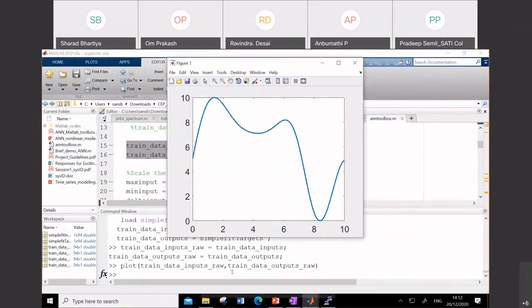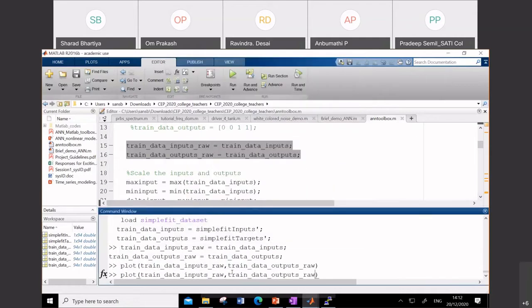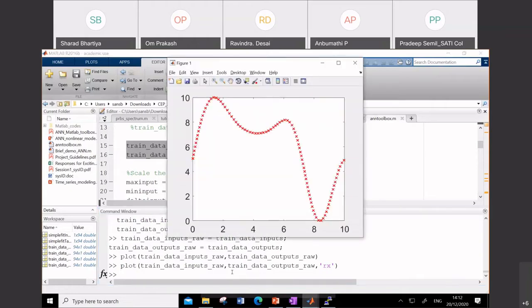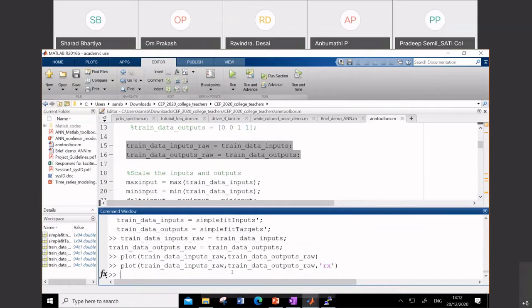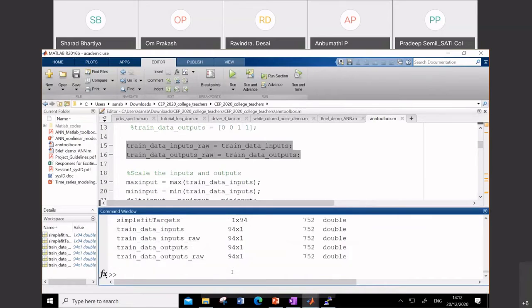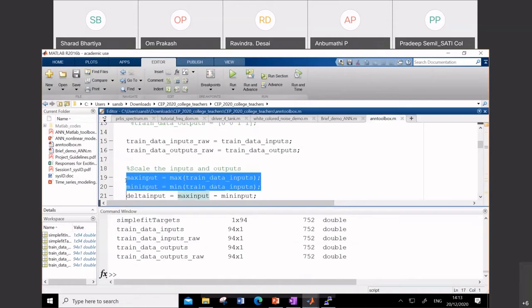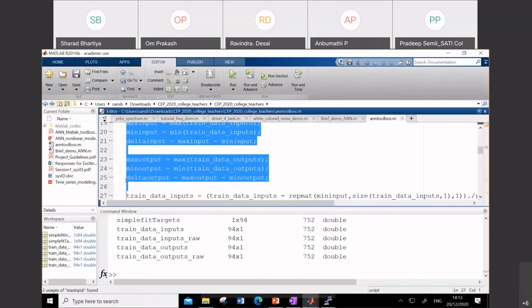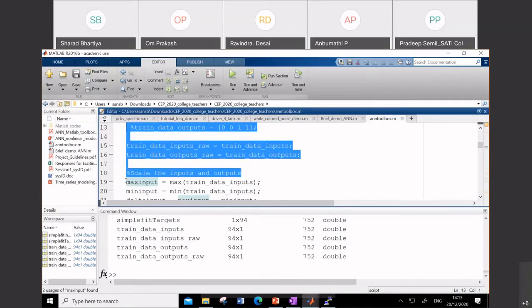Of course, you will say it's not a curve. There should be points, and so I will just make points. Those points. So I can, for example, look at the size, and I know that there are 94 points that I have, which is not a very large data set. So the first thing I do is that scaling, scale the data.